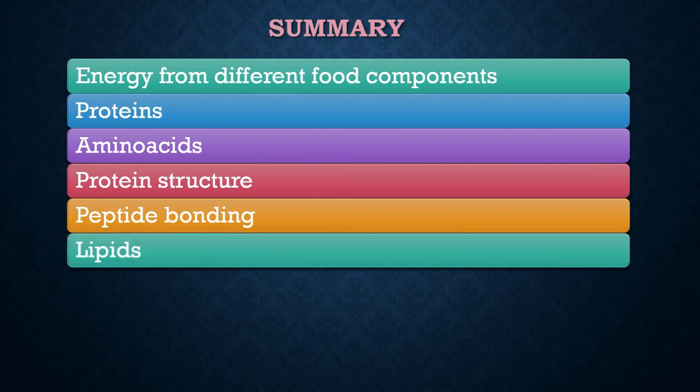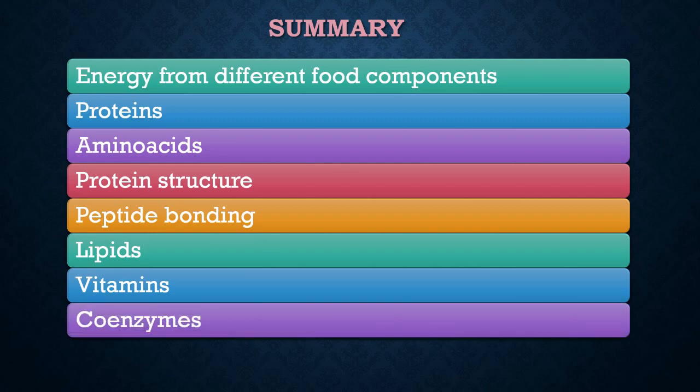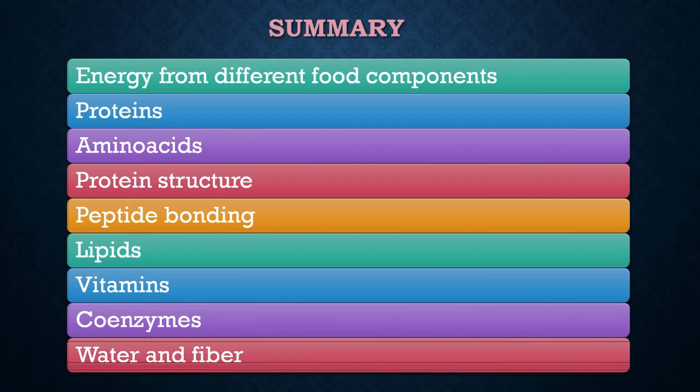Then we have seen about lipids, how they help in formation of energy. Then we have seen about various types of vitamins starting from vitamin A to vitamin K, their sources, their functions and the deficiency, etc. We have also learned what is meant by a coenzyme, and we have also learned the importance of water and fiber in our diet.